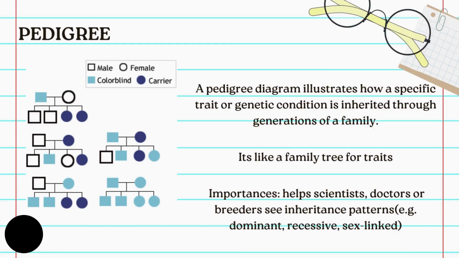And as you can see, the squares represent the males. This is how it always is. The square is for males and the circle is for females. And if these shapes are colored in, that means you have the disease or you're a carrier.